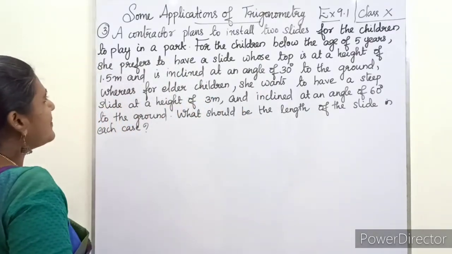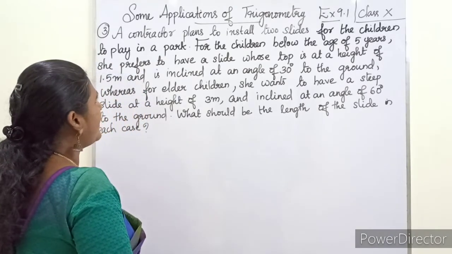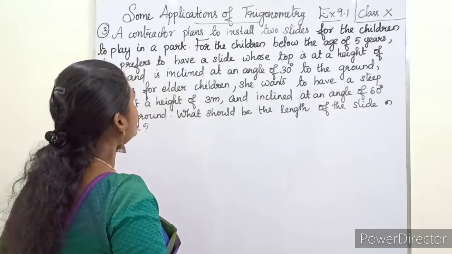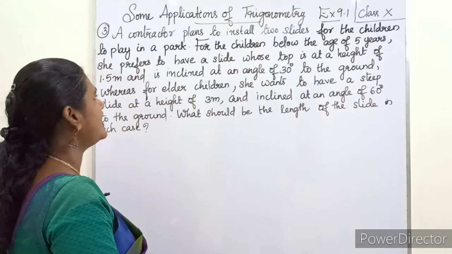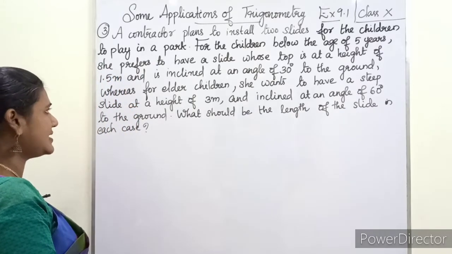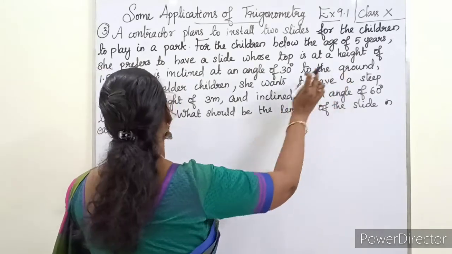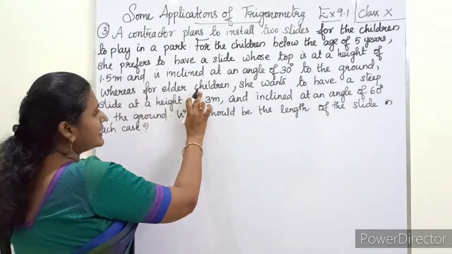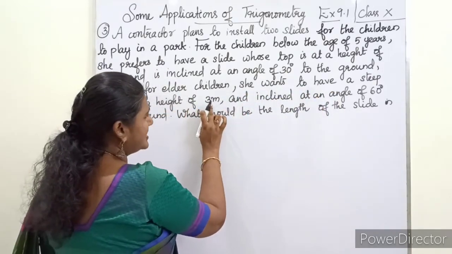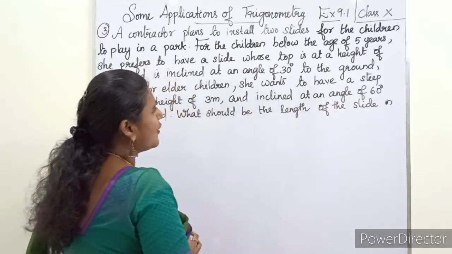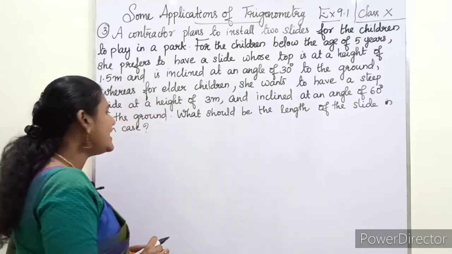A contractor plans to install 2 slides for the children to play in a park. For the children below the age of 5 years, she prefers to have a slide whose top is at a height of 1.5 meter and is inclined at an angle of 30 degree to the ground. Whereas for elder children, she wants to have a steep slide at a height of 3 meter and inclined at an angle of 60 degree to the ground. What should be the length of the slide in each case?